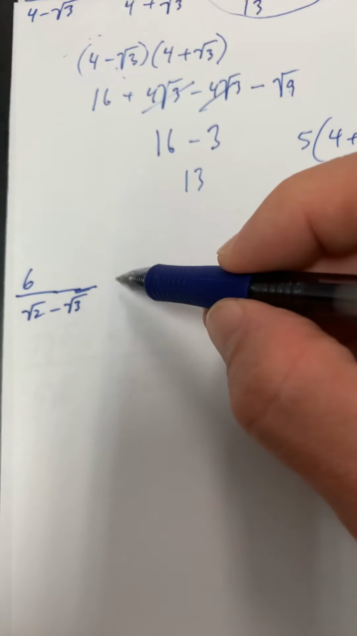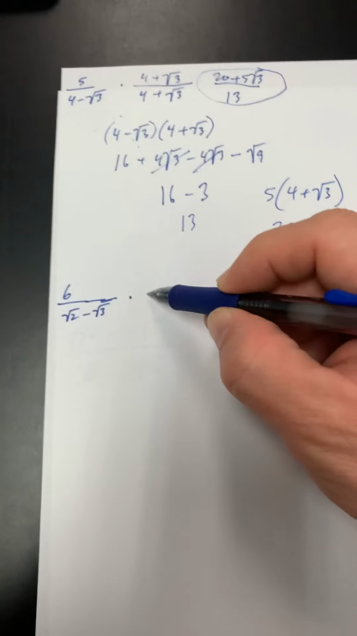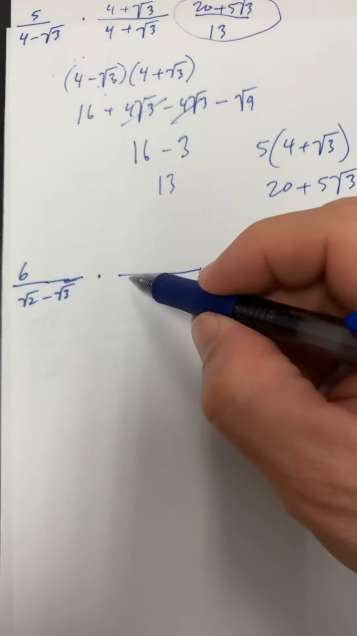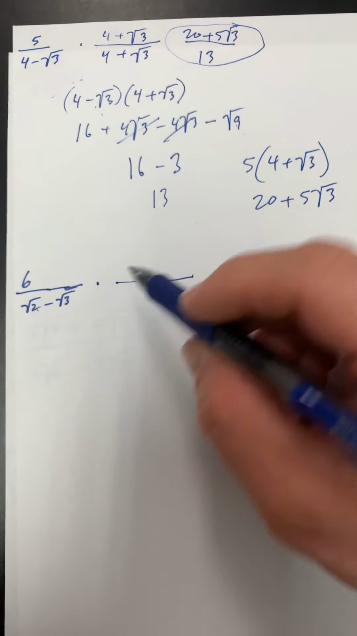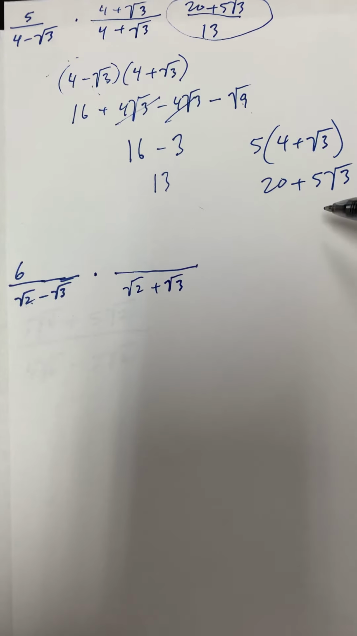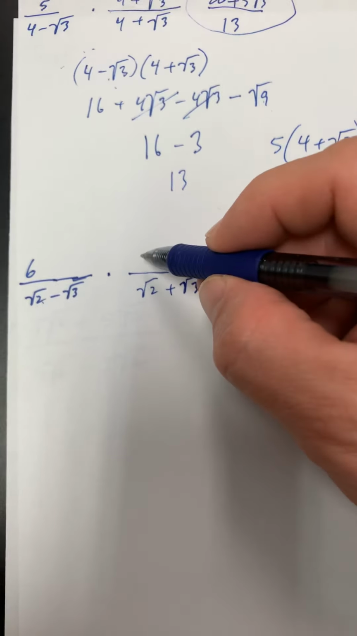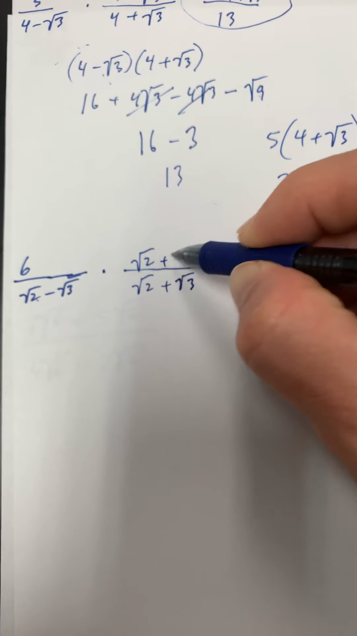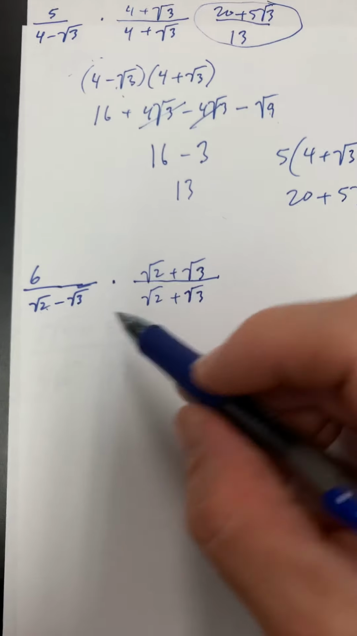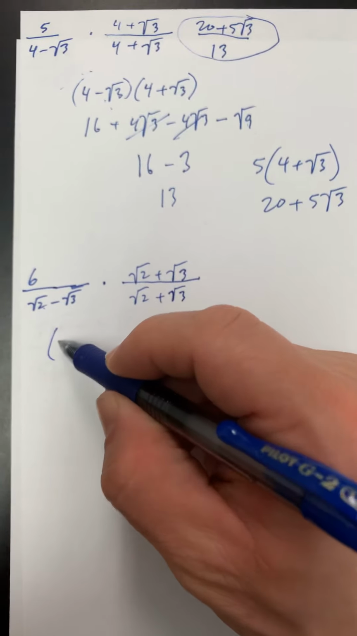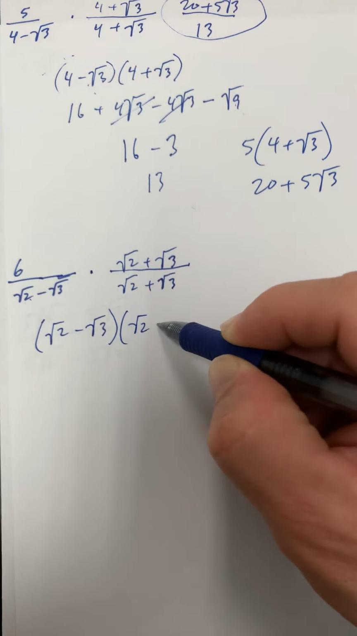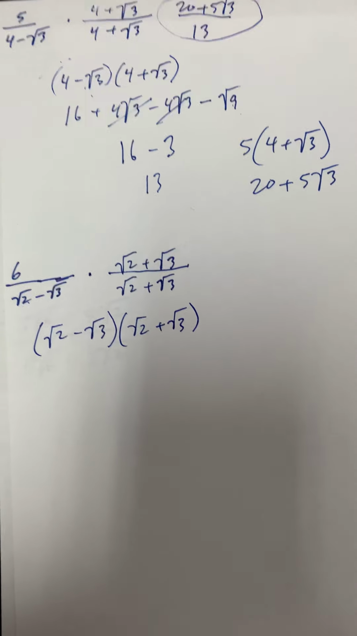So again, we're going to multiply the top and the bottom by the conjugate of that denominator. The conjugate of square root of 2 minus square root of 3 is the square root of 2 plus the square root of 3. And we're going to multiply the 6 by that same thing. So we take square root of 2 minus the square root of 3 times the square root of 2 plus the square root of 3. What does that give us?